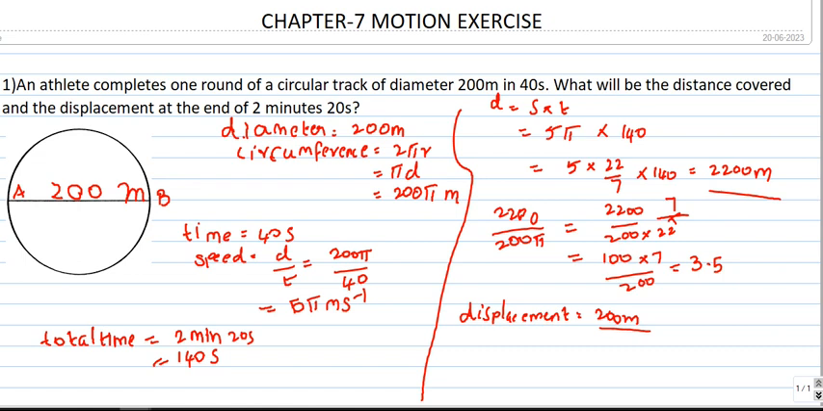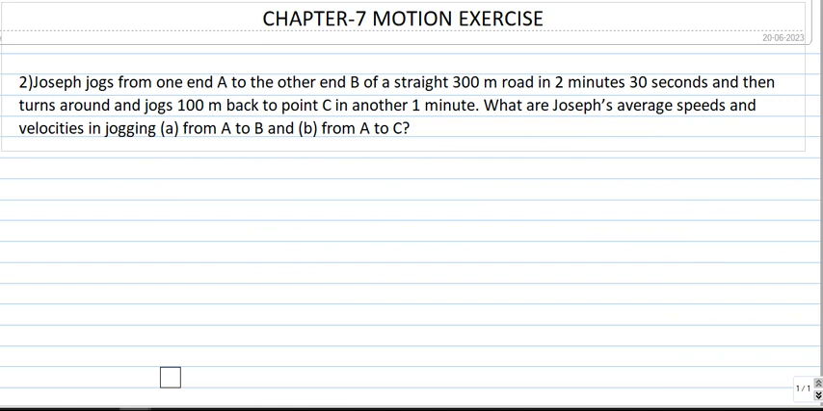This is the first sum. We will go to the next sum. The next sum reads, Joseph jogs from one end A to the other end B of a straight 300-meter road in 2 minutes 30 seconds and then turns around and jogs 100 meters back to point C in another 1 minute. What are Joseph's average speeds and velocities in jogging: A, from A to B, and B, from A to C.